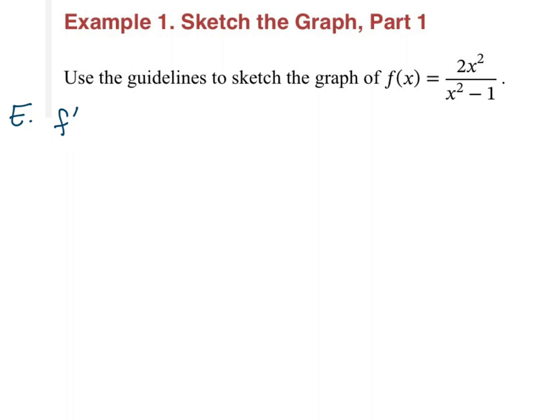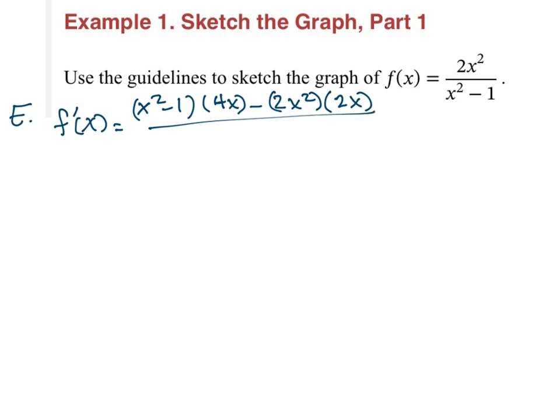So our derivative, f prime of x, is going to be low d high minus high d low, which is what? What's the derivative at the bottom? 2x. Square the bottom, and away we go.